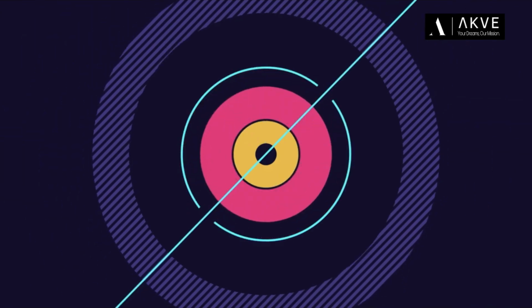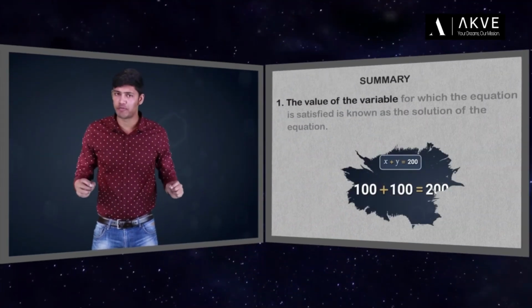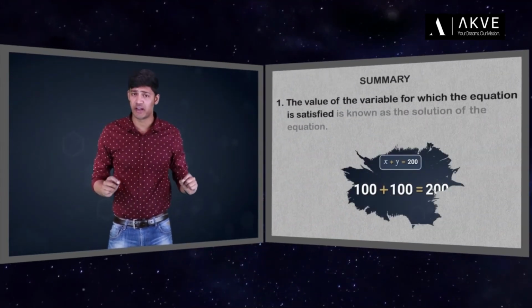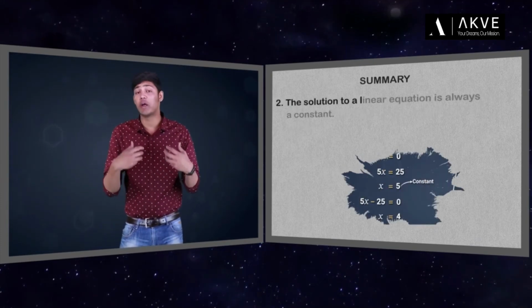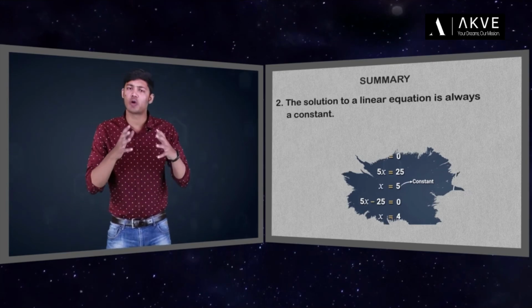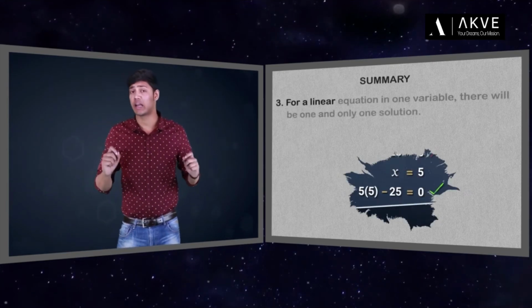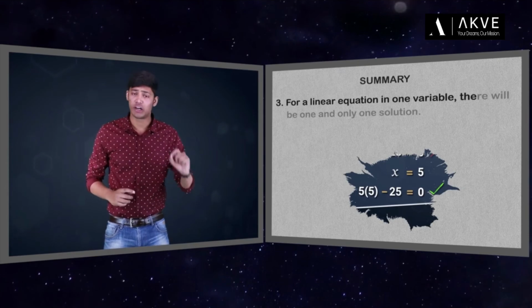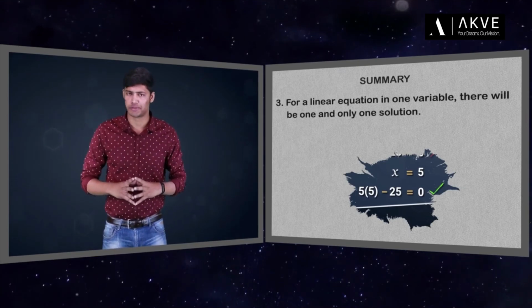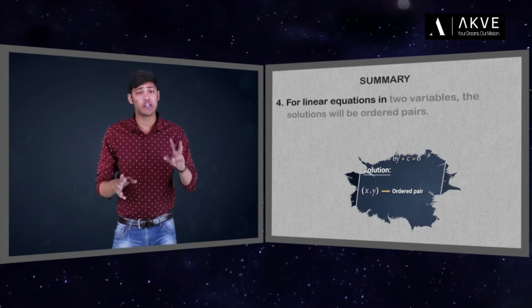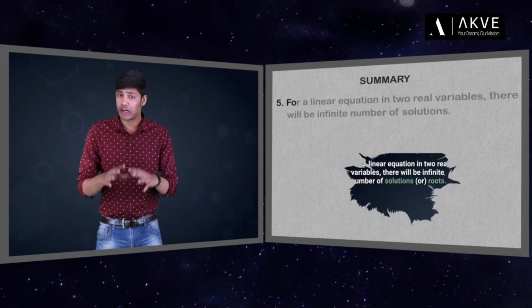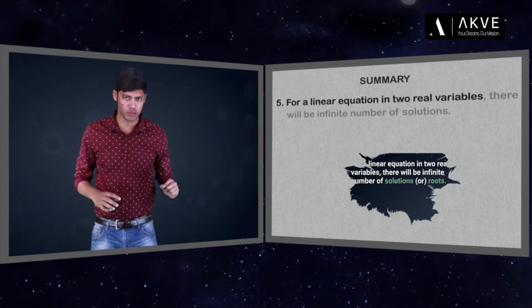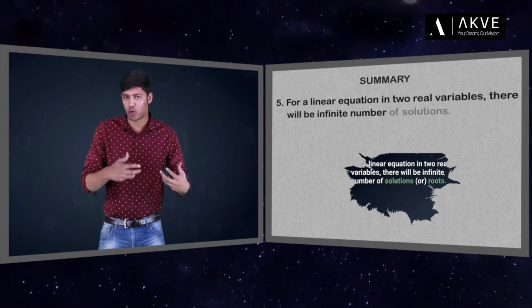As of now, let's summarize what we have learned so far. The value of the variable for which the equation is satisfied is known as the solution of the equation. The solution to a linear equation is always a constant. For a linear equation in one variable, there will be one and only one solution. For linear equations in two variables, the solutions will be ordered pairs. For a linear equation in two real variables, there will be an infinite number of solutions.